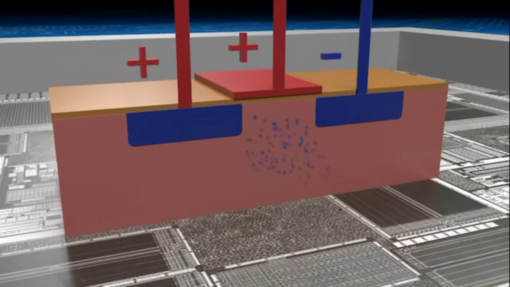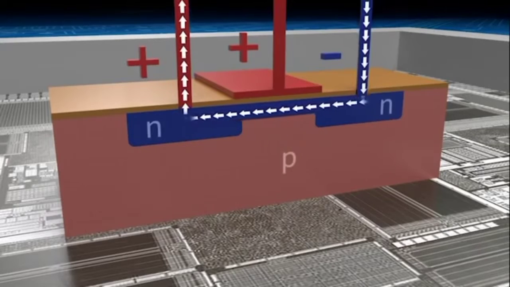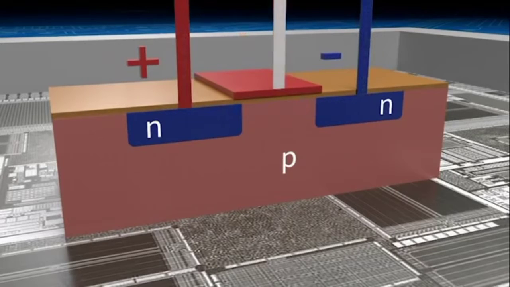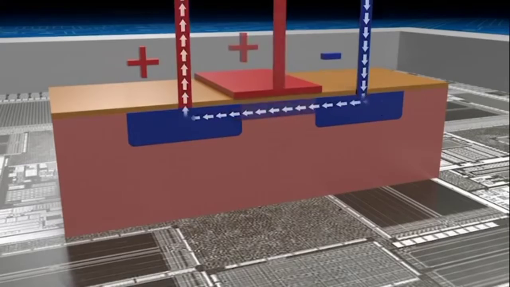A channel then forms underneath the gate between the islands of N-conductive material. Electrons can now flow through this channel. The electrical circuit is closed. In this way, the transistor can be switched back and forth between current enable and disable, between 0 and 1, on and off.